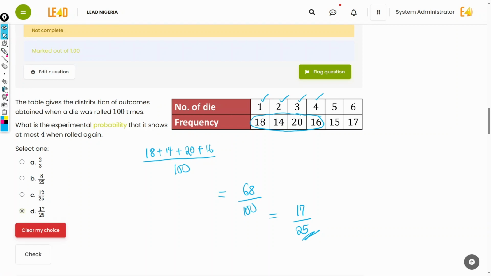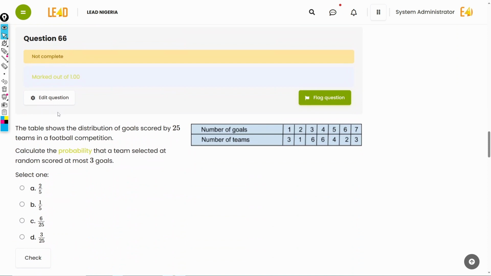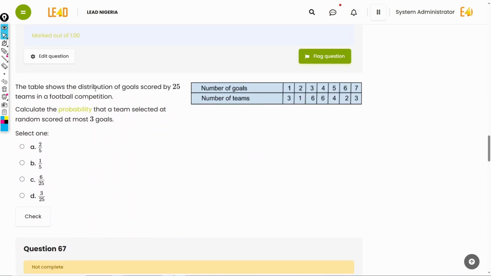All right, question 66. The table shows the distribution of goals scored by 25 teams in a football competition. Find the probability that the team selected at random scored at most 3 goals. At most 3 goals, so that would fit in this category, and this category. The total number of teams is 25, but the number of teams that fit in the category is, there are 10 of them.